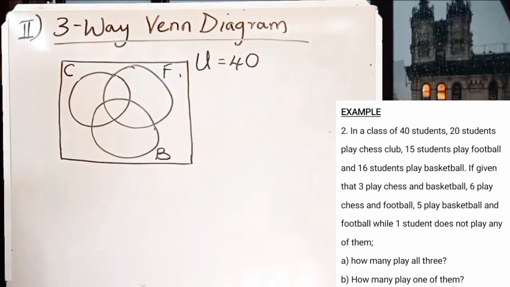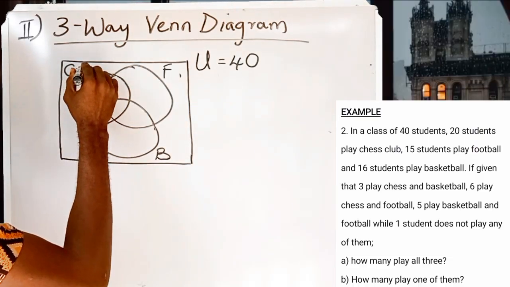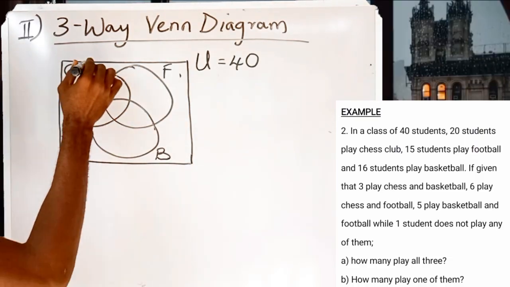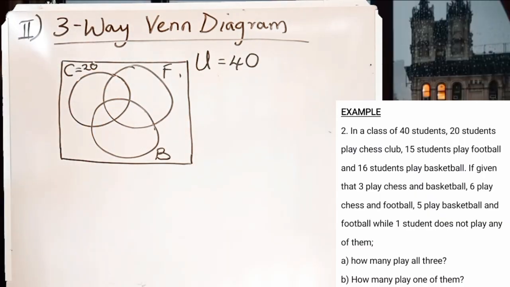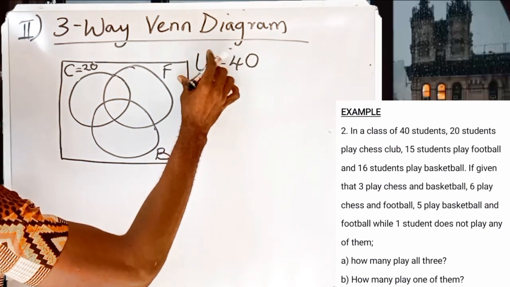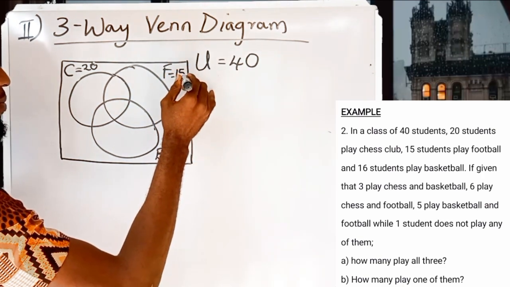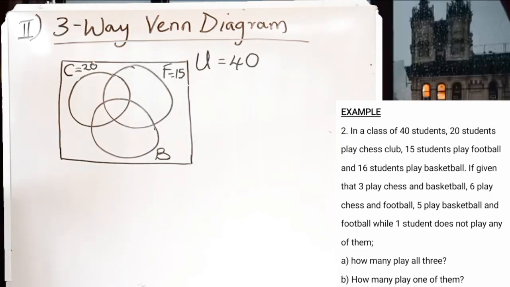The question says that 20 students are part of the chess club. You see that they didn't say chess club only. So I'll put C equals 20 outside, but I will not put it inside the circle yet, because that is for chess only. So just keep it outside. It also says 15 students for football club, so outside the square, F is 15. And then 16 students are part of basketball.